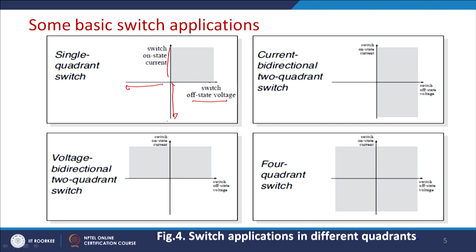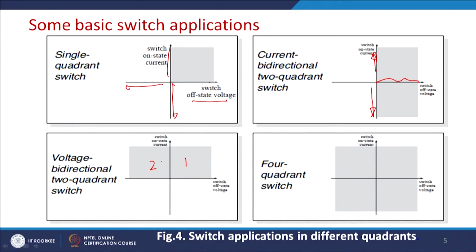In the same way, some FACTS devices may require bidirectional current flow, where current can flow in this direction as well as this direction, but it should be able to block the voltage in one direction and conduct in the other. It can block the voltage in one direction and flow the current in the reverse direction. In the same way, we may require current to flow in one direction and voltage to block in either direction. Then the quadrants of operation are first and second. Here the quadrants of operation are first and fourth.